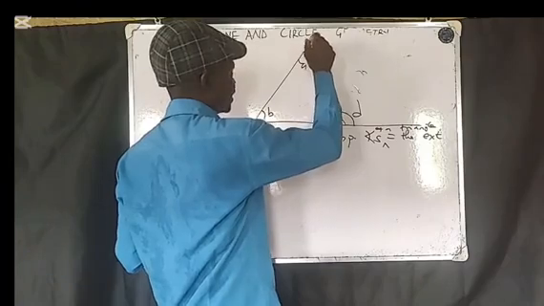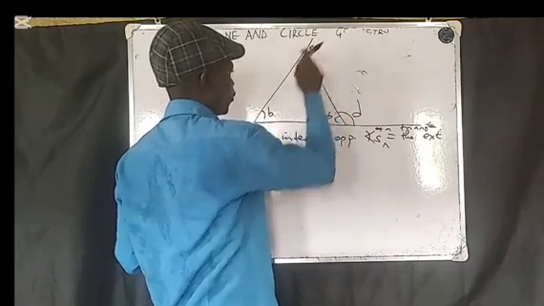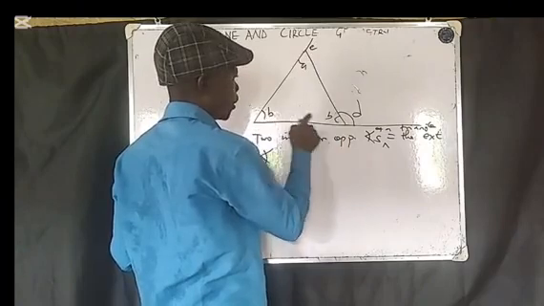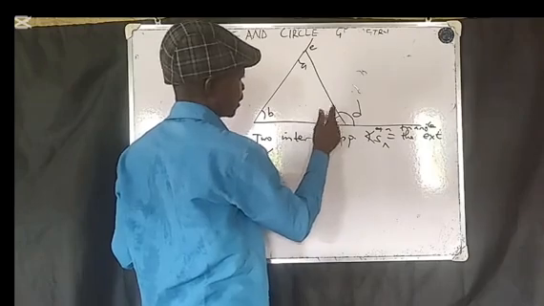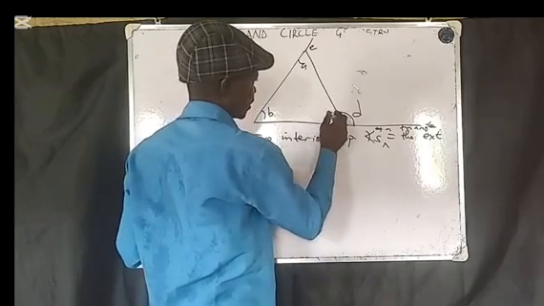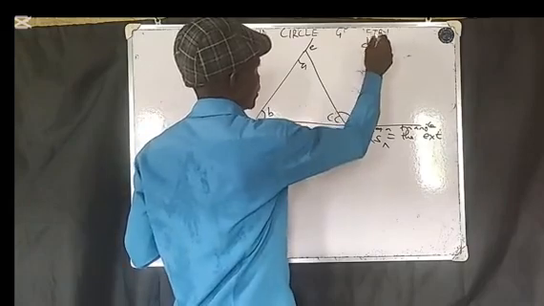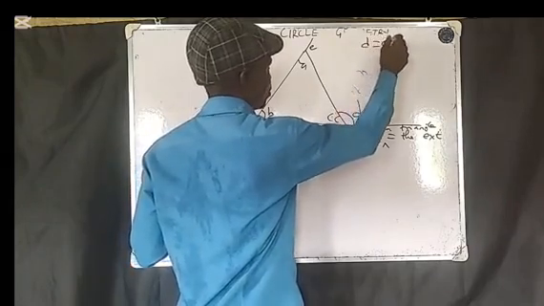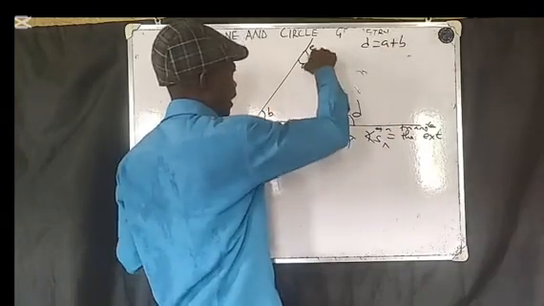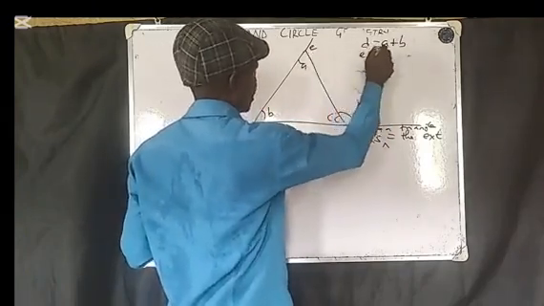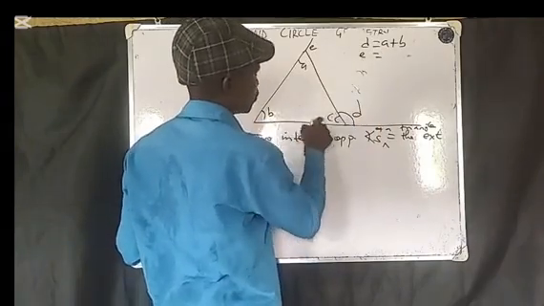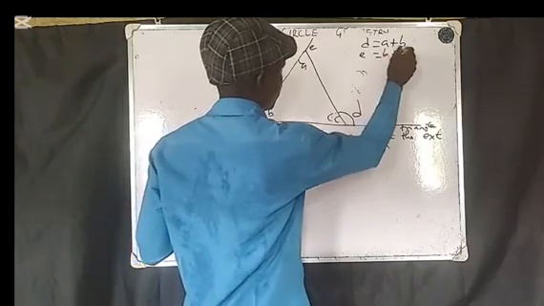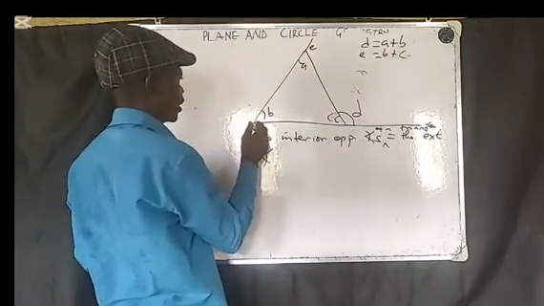Okay, let's say this place is E. I call this place B, right? Let's call this place C. So D will be equal to A plus B. E is another exterior angle here. It will be equal to B plus C.